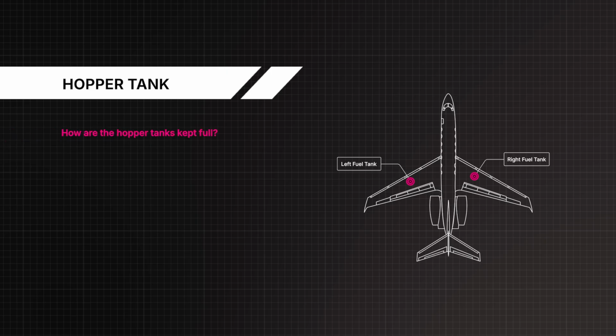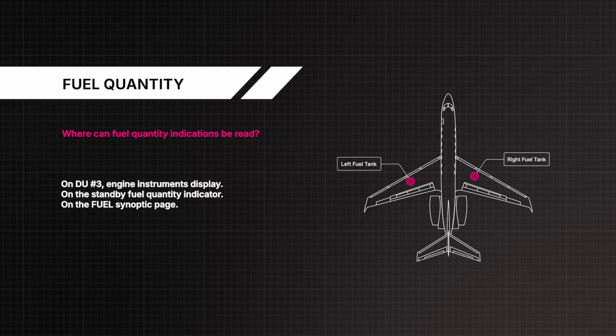How are the hopper tanks kept full? By the use of flapper valves and ejector pumps. Where can fuel quantity indications be read? On DU Never 3 engine instruments display, on the standby fuel quantity indicator, and on the fuel synoptic page.